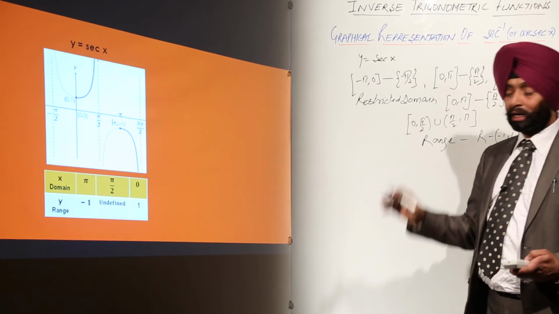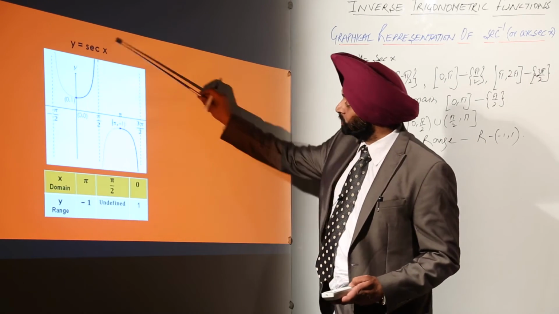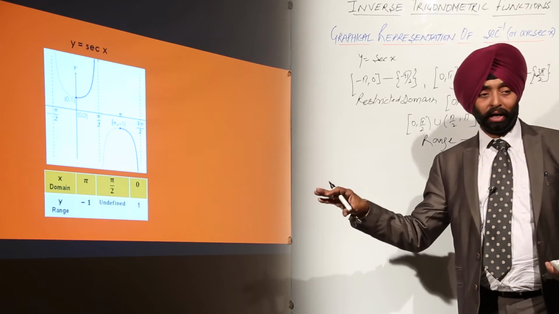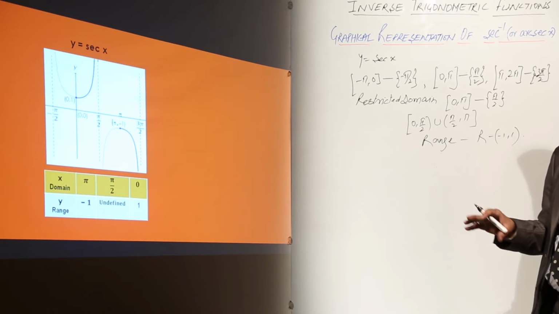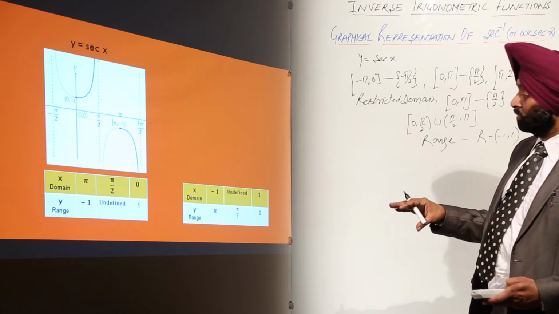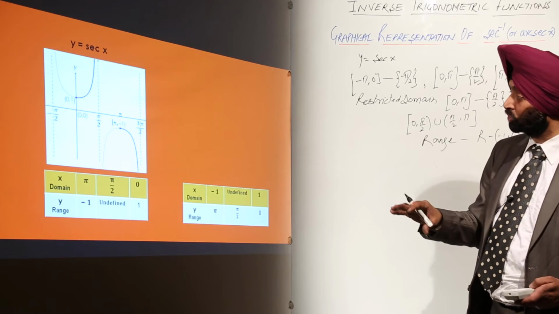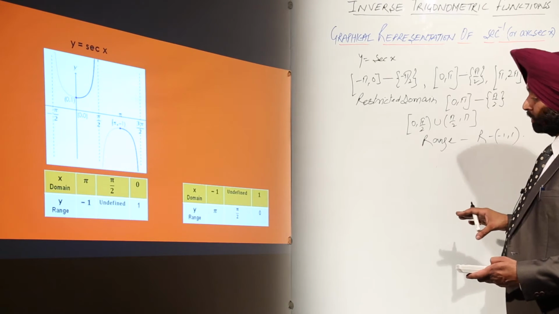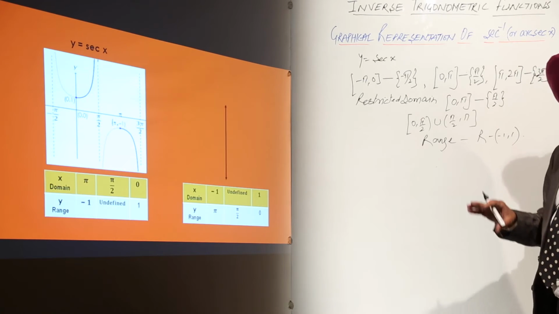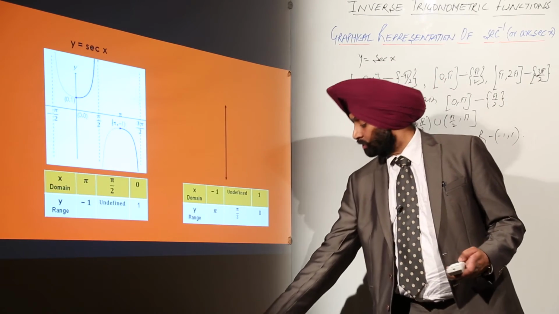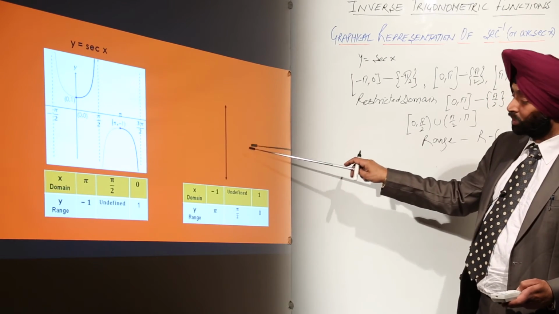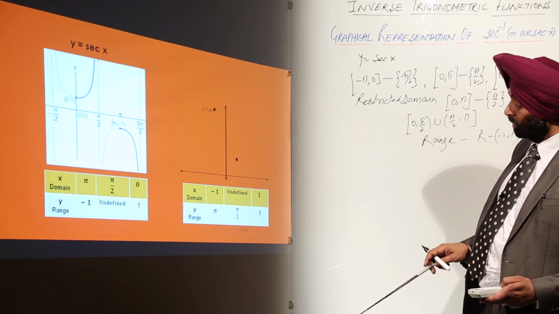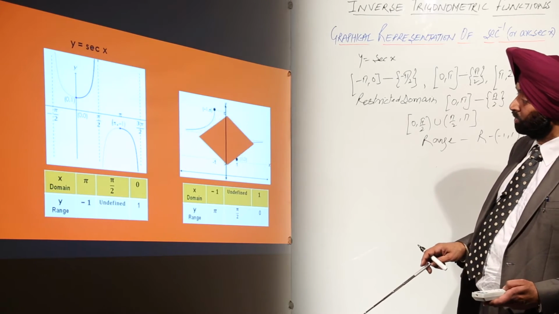Now for y is equal to secant x, this is the cutout part of the original graph. From this part we are going to get the inverse of secant x. So again, changing domain to range and range to domain. These are the changing parts. Now let's plot these points in the graph. Okay, so we are having this point, and this is the picture.